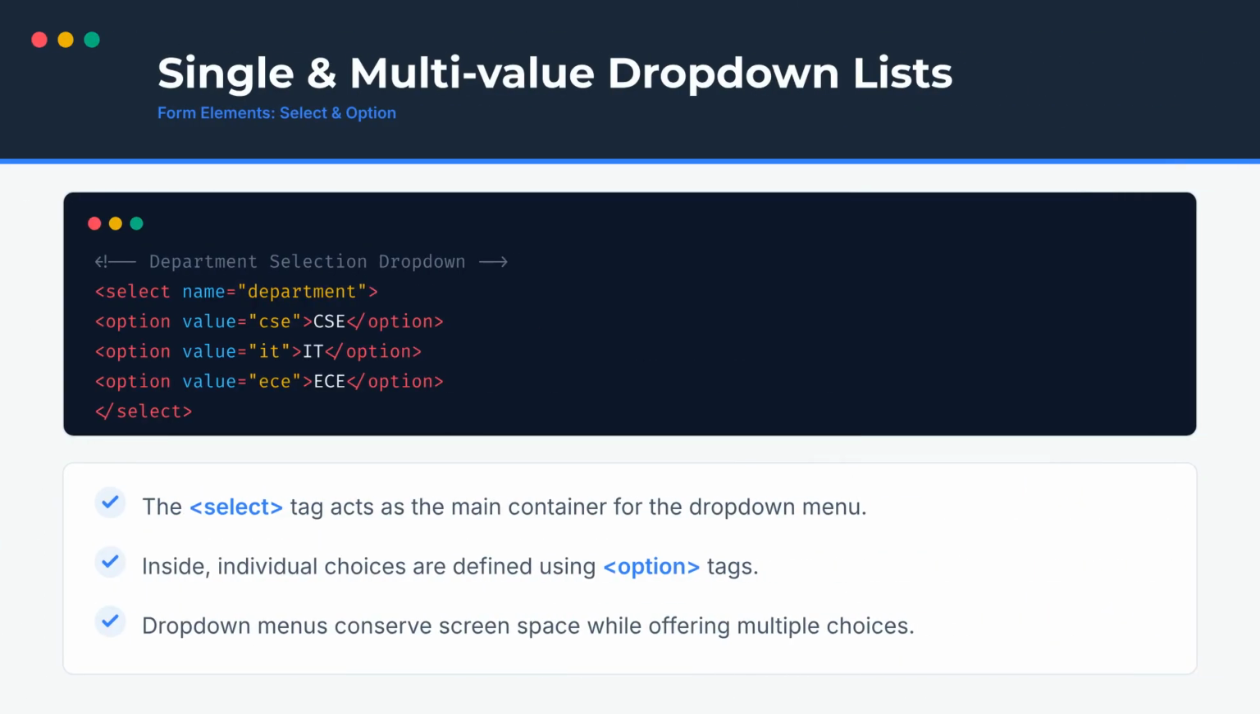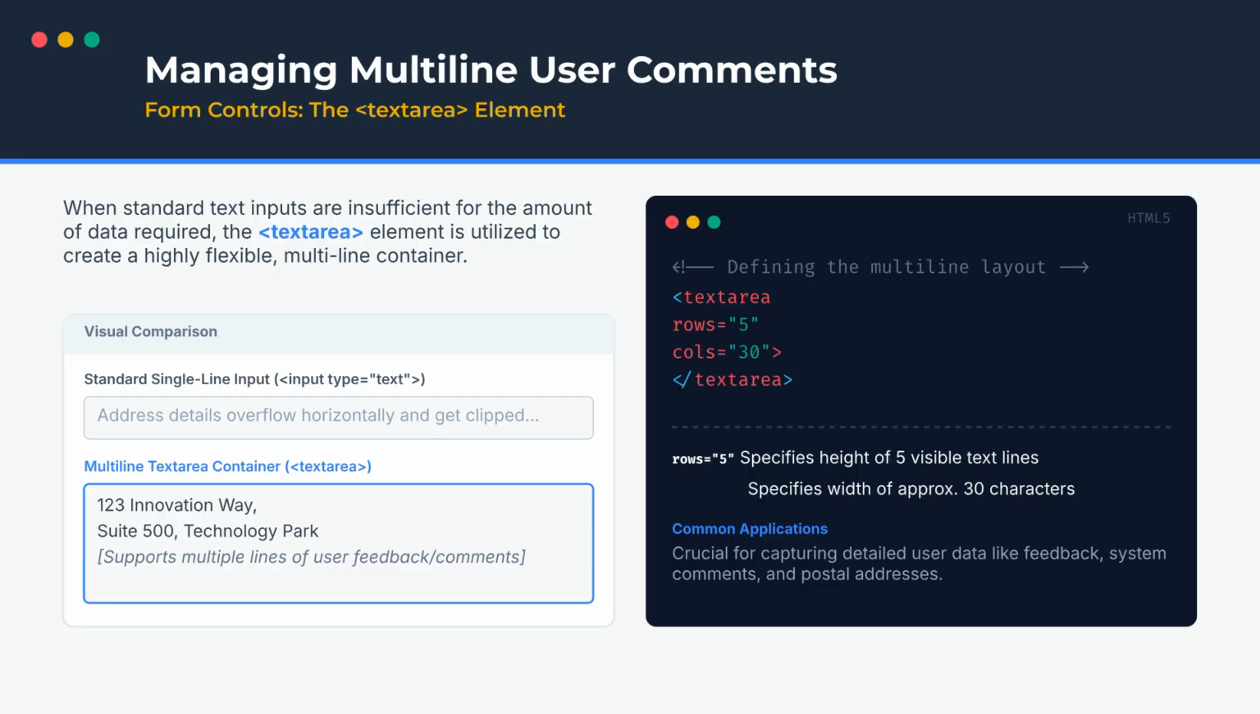Moving on, let's discuss the select and option elements for creating drop-down lists. The select tag acts as the main container, while option tags define the individual choices, helping to conserve space. When you need to capture longer user comments or feedback, the textarea element is your best choice. It provides a flexible, multi-line container compared to the standard single-line input field.